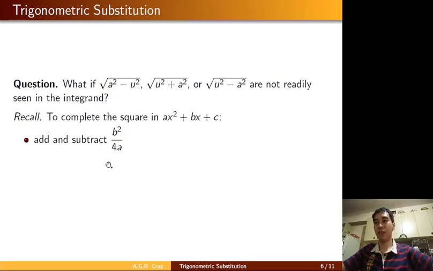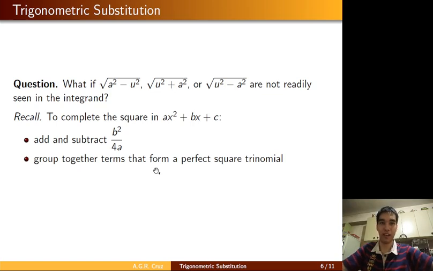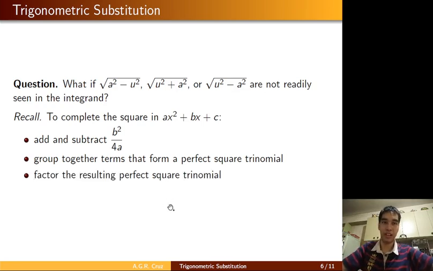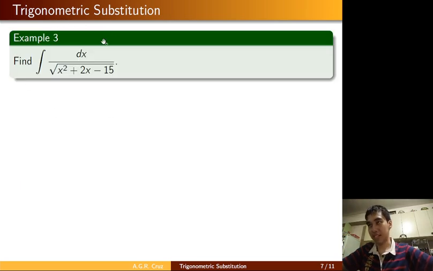And then after doing that, what do we do? Essentially, what we will do next is to group together all terms that will comprise a perfect square trinomial. So group together the three terms that will form a perfect square trinomial. And then after that, you factor that resulting perfect square trinomial. That will be your u squared now. And then the remaining terms that we did not group together are constants, and their sum is your a squared. Okay? So let's now proceed with this example.